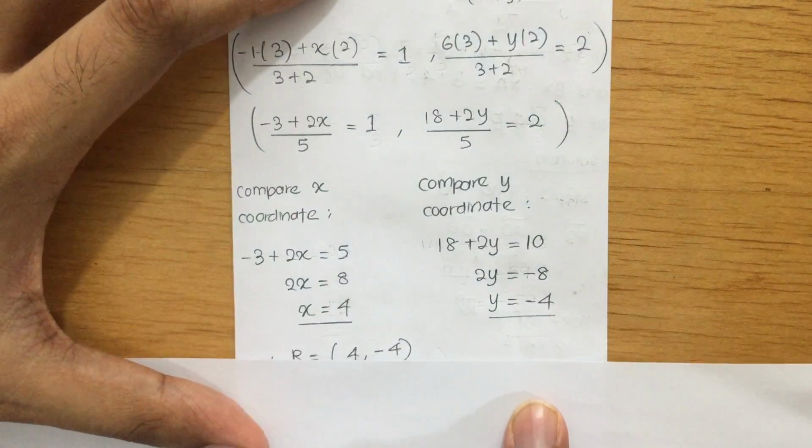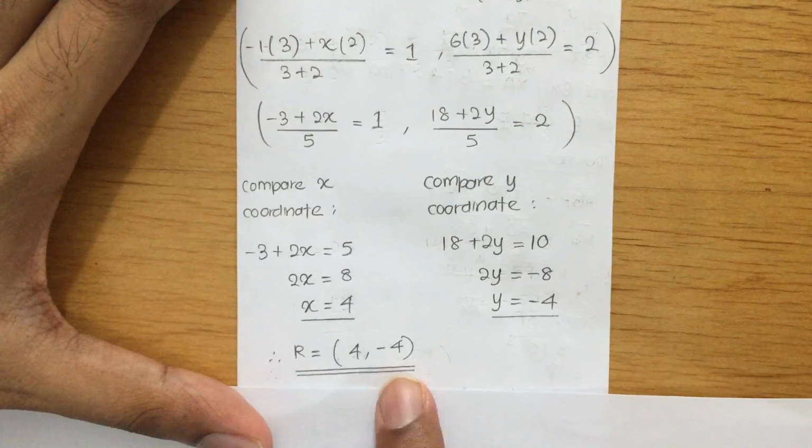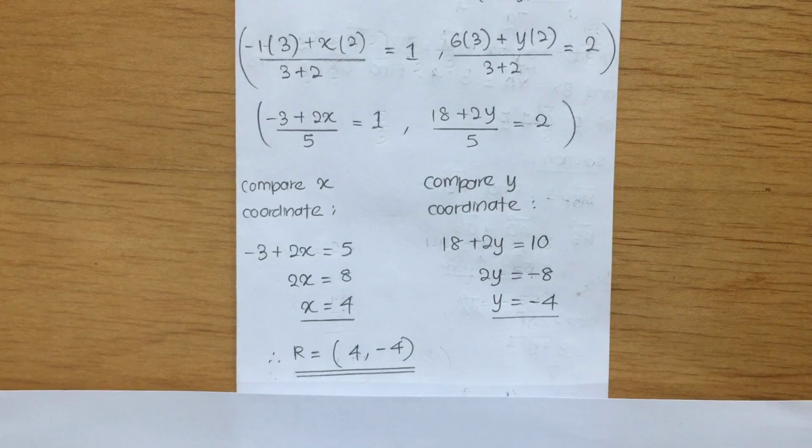So this is your final answer, guys. So therefore, your coordinate of R is equals to (4, -4). So this is your final answer. Alright guys, that is all for my step-by-step working and solution for this video.